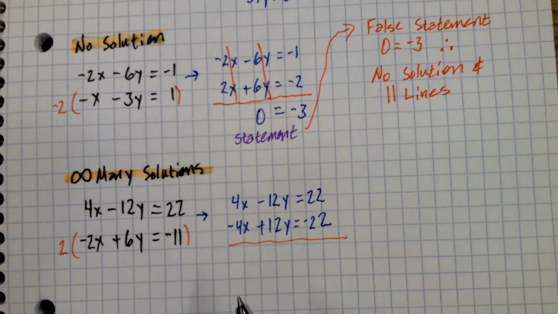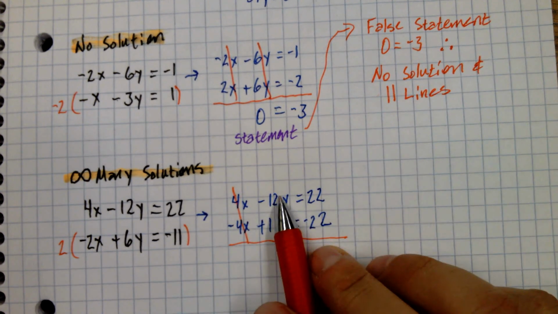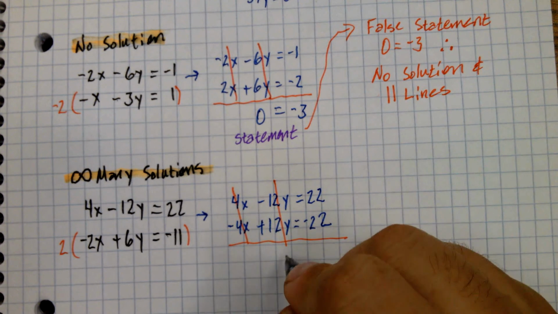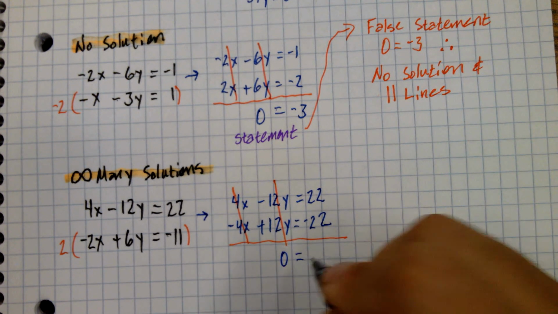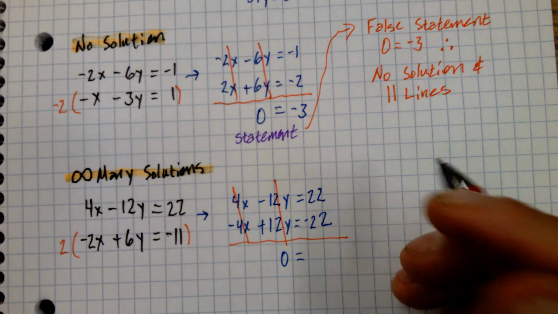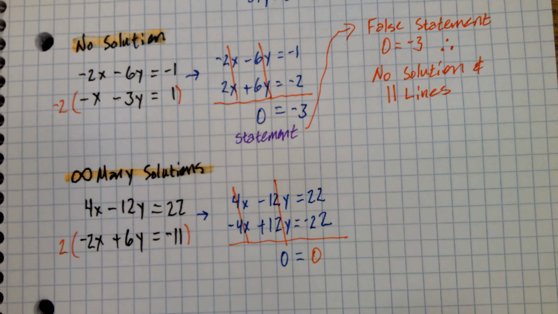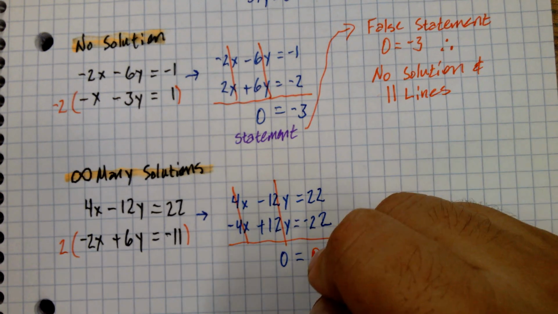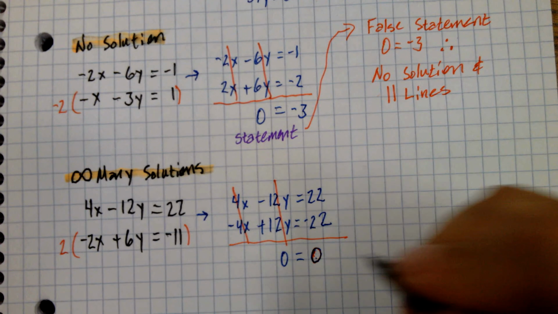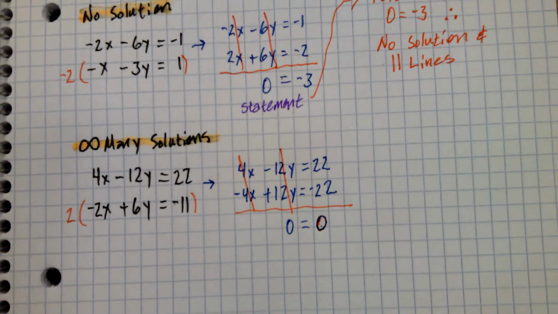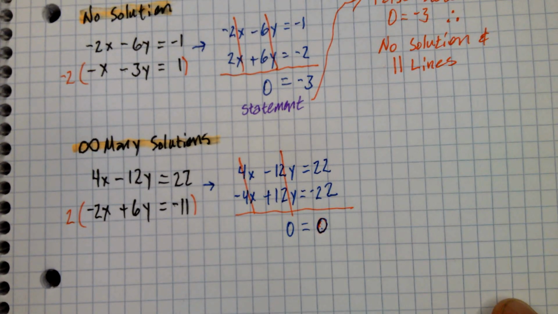I got 4x and negative 4x, that's 0. Negative 12y and positive 12y, that's 0. So 0 here. How about on the other side? 22 take away 22 is also 0. So I end up with 0 equals 0. Not an exciting statement, but is it true? Yeah, it's true.